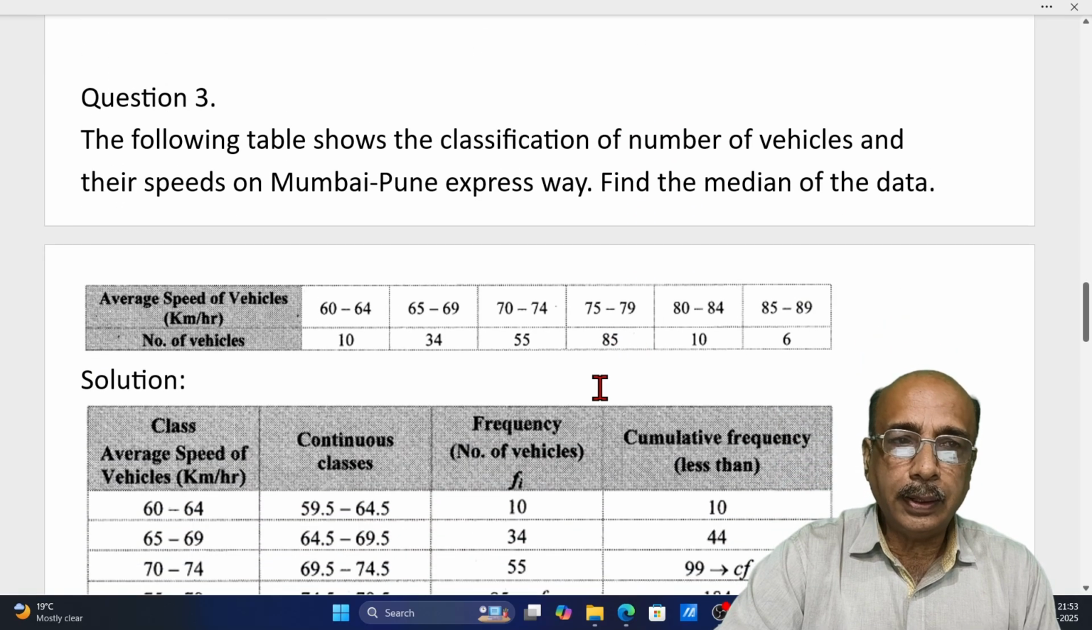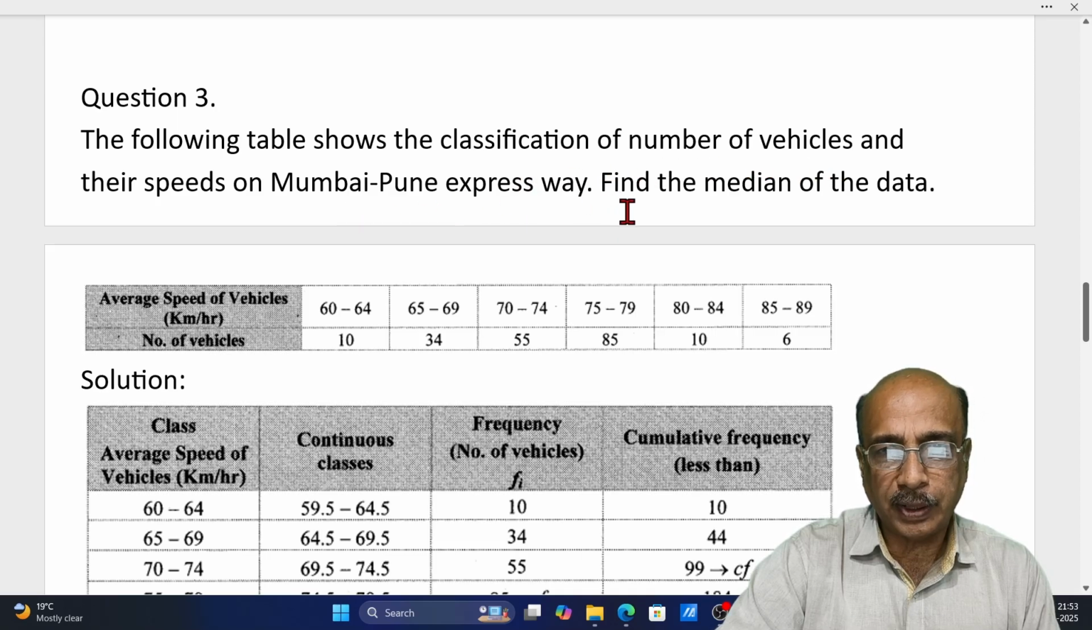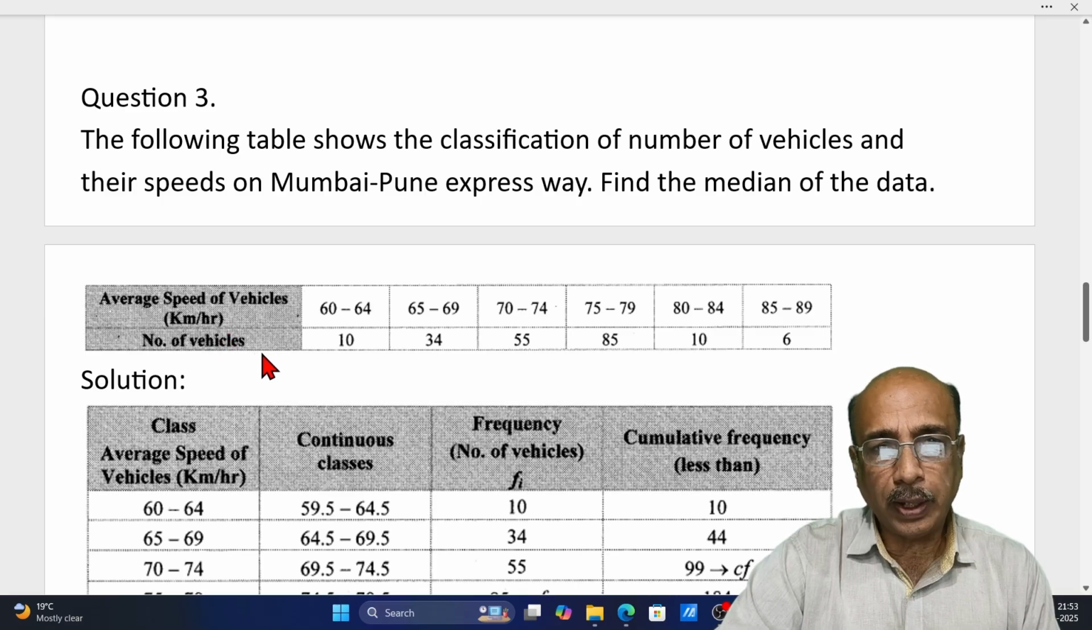Question number 3. The following table shows the classification of number of vehicles and their speeds on Mumbai-Pune Expressway. Find the median of the data. Here the average speed of vehicles is in kilometers per hour, and the number of vehicles is given.